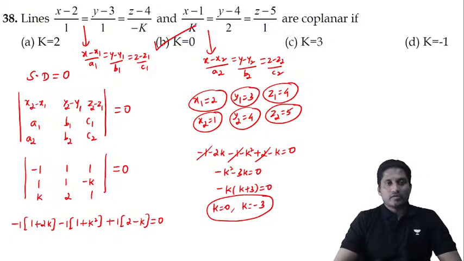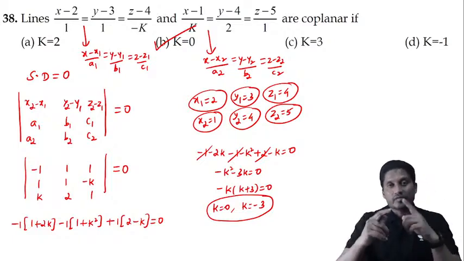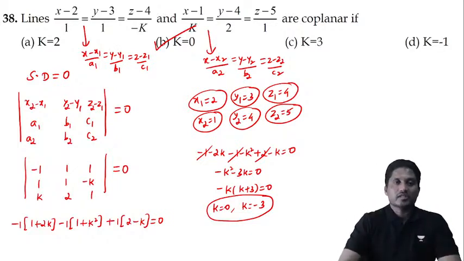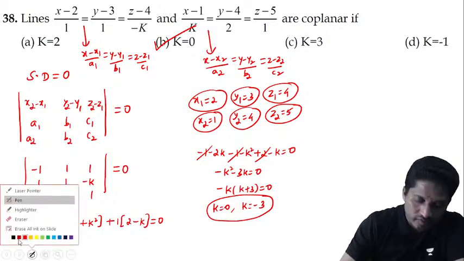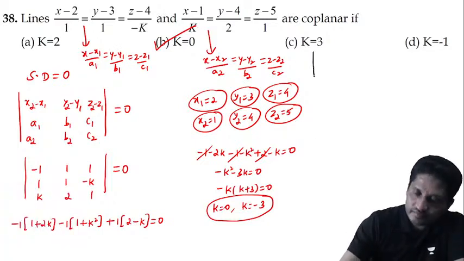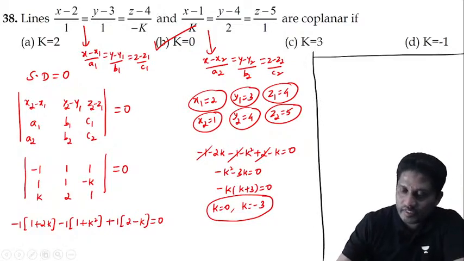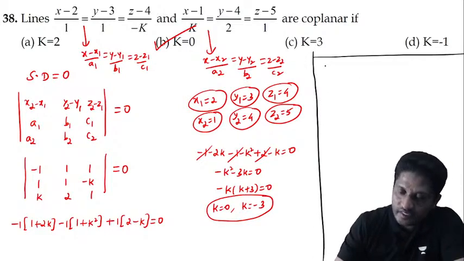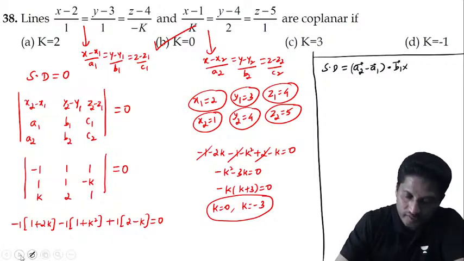Right? So you need to remember this. The two lines will intersect when the shortest distance is equal to 0, and this is the shortest distance formula: determinant equal to 0. The shortest distance between two lines, if you take vector form, is given by a2 minus a1 dot b1 cross b2. This is in vector form. Let me write the formula here.